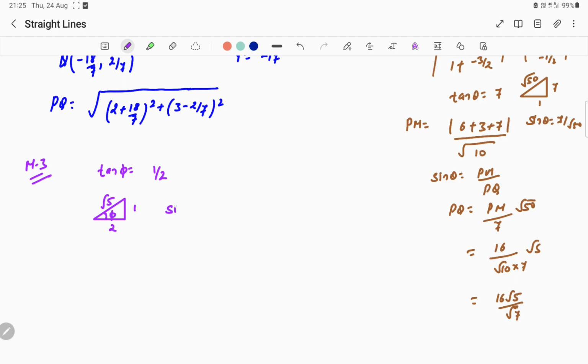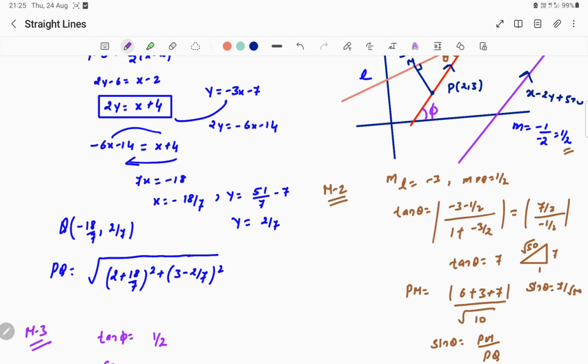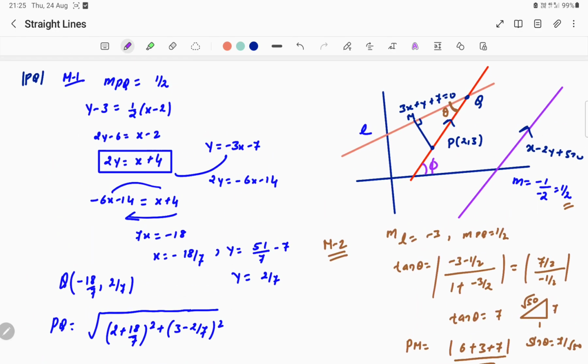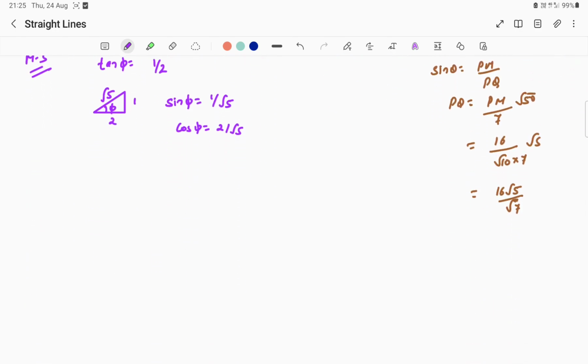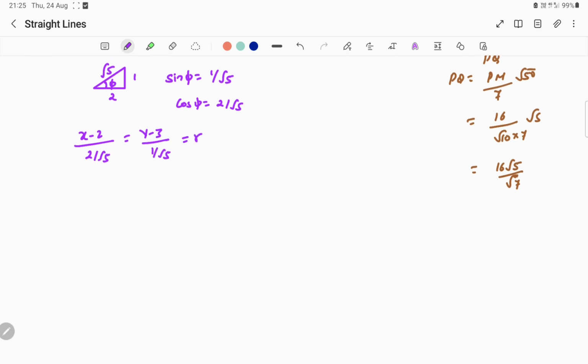So if I ask you what is sine phi, sine phi is nothing but 1 by root 5. And what is cos phi? Cos phi is 2 by root 5. So is it possible to write the line equation of PQ in parametric form? Answer is yes. Base coordinates are 2 and 3, so you can write (x minus 2) by cos phi, which is 2 by root 5, is equal to (y minus 3) by sine phi, which is 1 by root 5, is equal to r. So any general coordinate can be taken as 2r by root 5 plus 2, and r by root 5 plus 3.